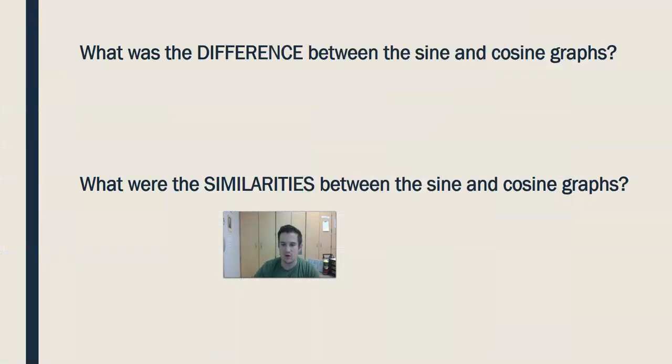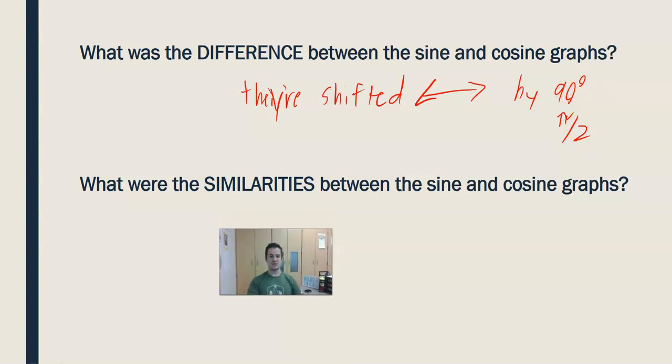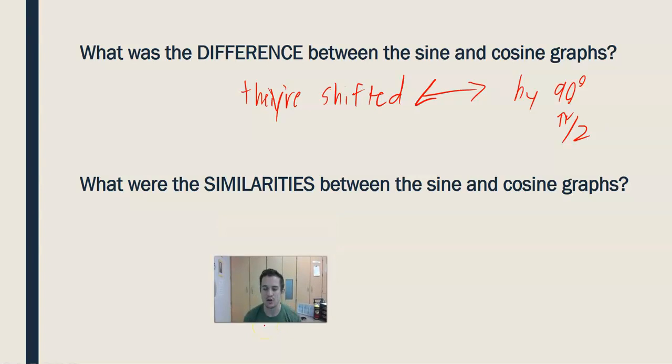So the sine and cosine graphs, what's the difference? They're shifted horizontally, or from left to right, by 90 degrees. Or in radians, by pi halves. And we're going to look at that in just a minute. If we're talking in degrees, that's shifted by 90 degrees. In radians, that's shifted by pi halves.